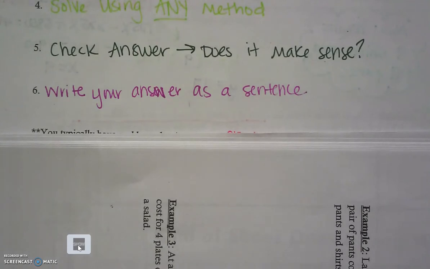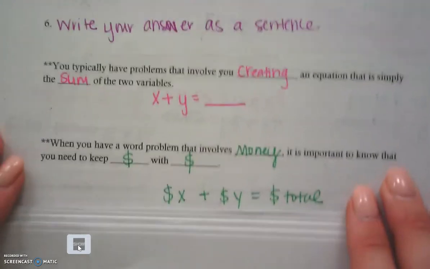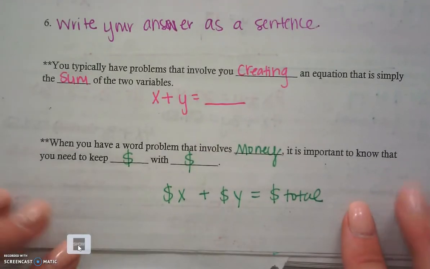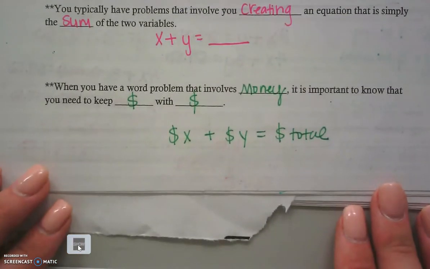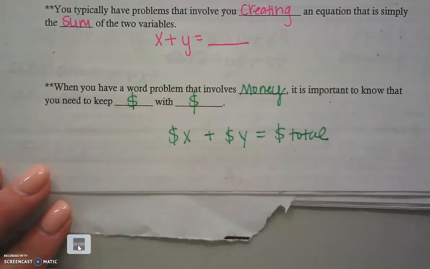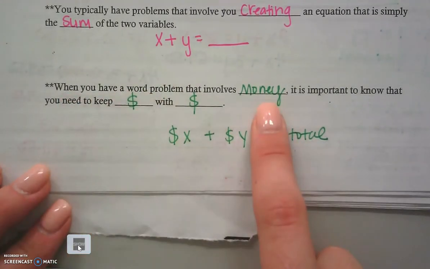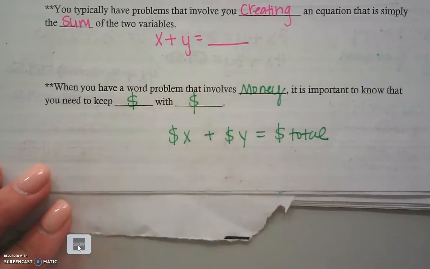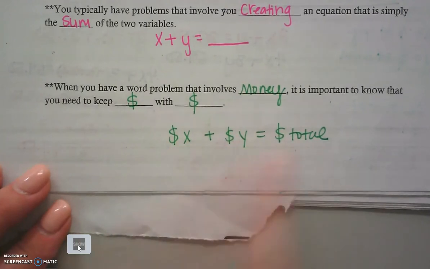Now, there's a few key things to remember when you write a system. One key thing is that when your word problem involves you creating an equation that's simply a sum, nine times out of ten, you're going to be writing an equation that says x plus y equals blank. Okay. When you have a word problem that involves money, I want you to keep money with money with money. So you'll have your x amount of money, your y amount of money, and it should equal the total amount of money that you have.